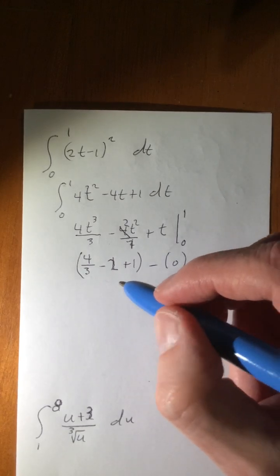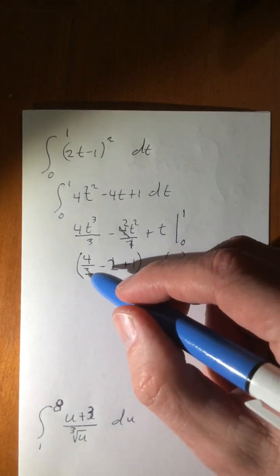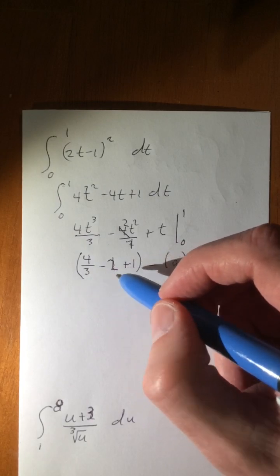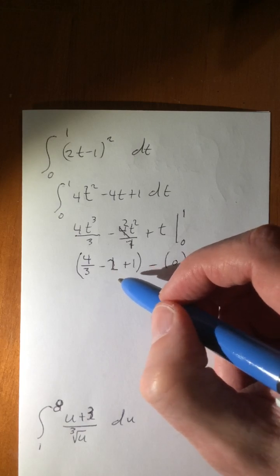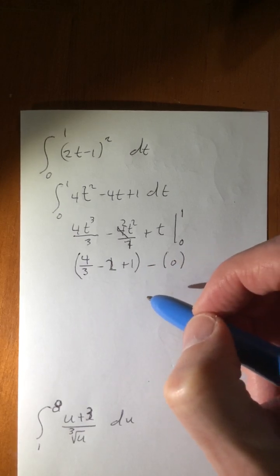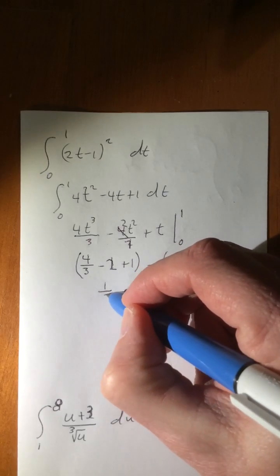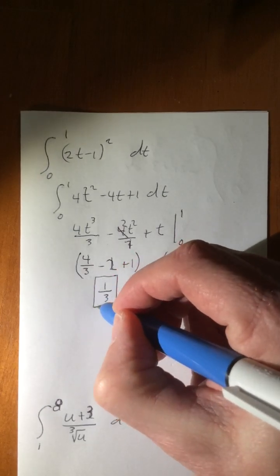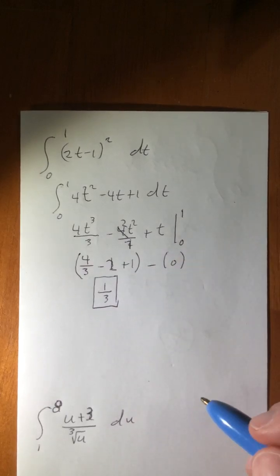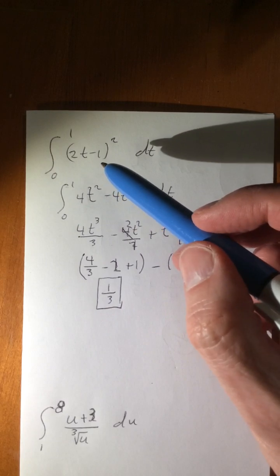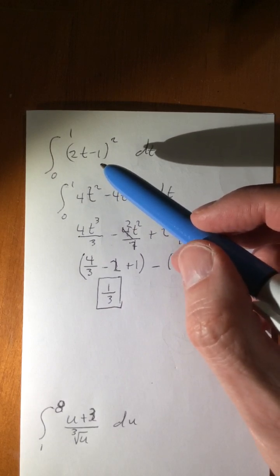So let's see what happens right here. 4/3 is 1 1/3, minus 2 is negative 2/3, plus 1 is positive 1/3, minus 0 is positive 1/3. So there's our answer, 1/3, and that's it. Okay. So again, just because I've shown you u substitution doesn't mean you have to use substitution in every problem.